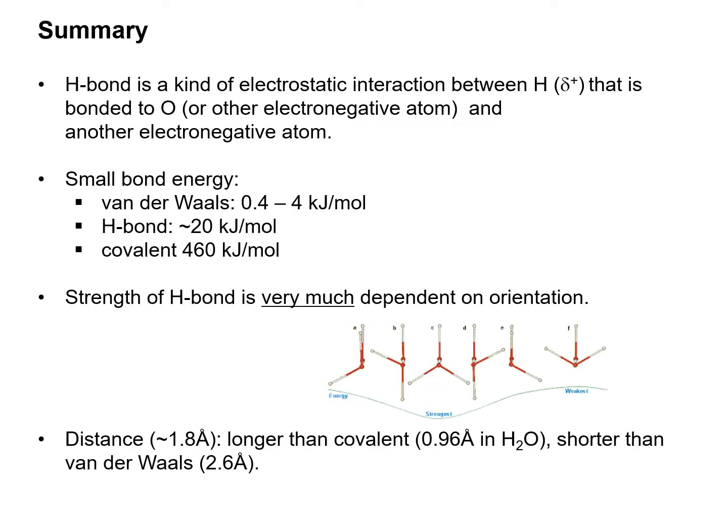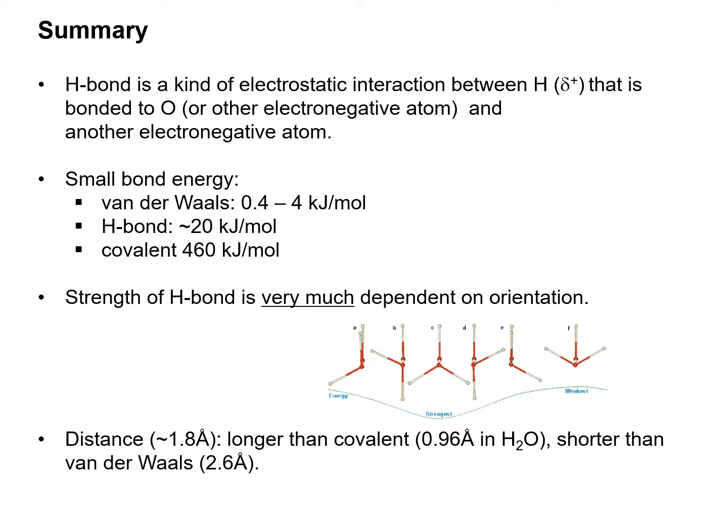So let's quickly touch base on what we've learned so far. The hydrogen bond is a kind of electrostatic interaction between hydrogen that is bonded to an electronegative atom such as oxygen, and another electronegative atom, which can be oxygen or nitrogen too. And this hydrogen works as a delta plus electropositivity to interact with the electronegativity of the other atom. And it has a small bond energy. When we compare to van der Waals interactions, which are 0.4 to 4 kJ per mole, the hydrogen bond is relatively strong at about 20, but it's definitely smaller than covalent bonds.